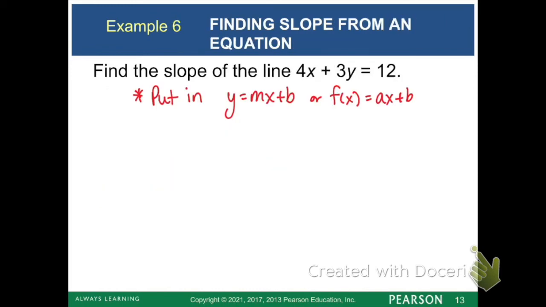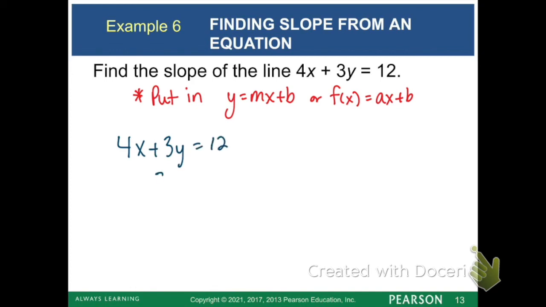In example 6, we're going to find the slope of the line 4x plus 3y equals 12. In order to do that, we're going to need to put it in y equals mx plus b form, or you can think of it as the function notation, which I showed you earlier, f of x equals ax plus b. So no matter what, we need to solve for y.